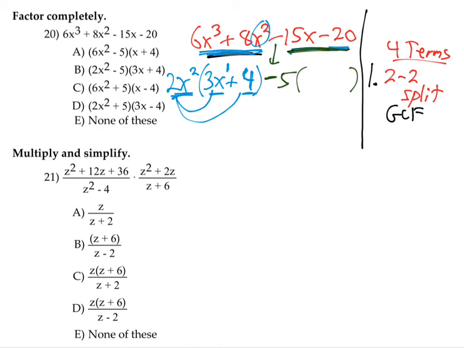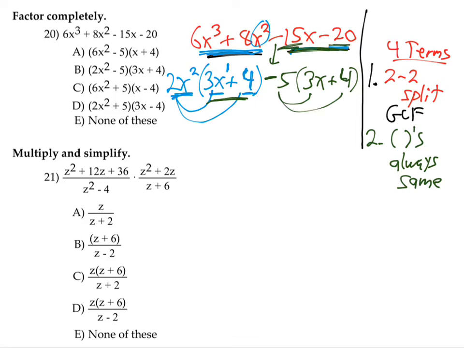Before I do those parentheses, let me remind you of step number 2. Remember? The parentheses are always the same. That helps a lot. So 3x plus 4, it's got to be 3x plus 4. You can double check it, but it's got to be. Minus 5 times 3, yeah. Minus 5 times 4, yeah. So that is when you're doing 4 terms.